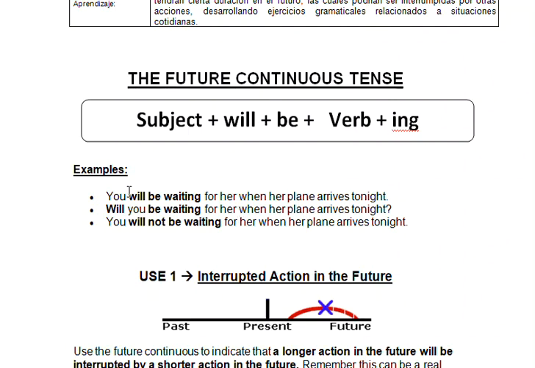We are going to read three examples. The first example is: you will be waiting for her when her plane arrives tonight. Estarás esperando por ella cuando su avión aterrice o llegue esta noche. A question now: will you be waiting for her when her plane arrives tonight? ¿Estarás esperando por ella cuando su avión aterrice o llegue esta noche? And the third example, which is a negative sentence: you will not be waiting for her when her plane arrives tonight. Tú no estarás esperando por ella cuando su avión aterrice esta noche.